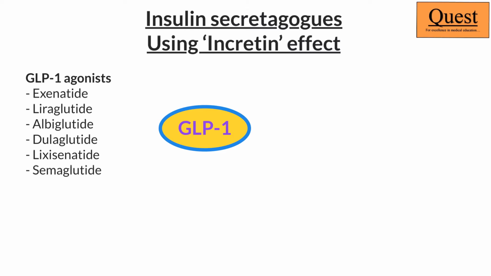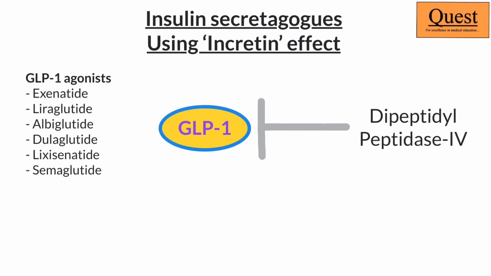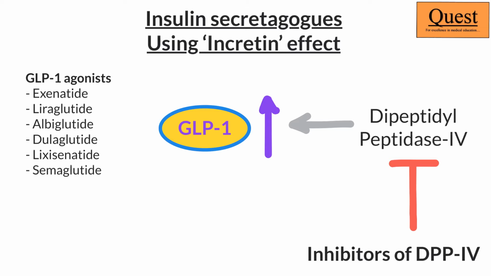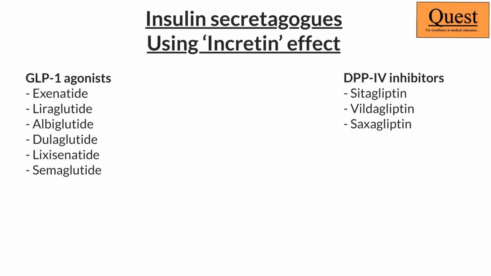We have also realized that GLP-1, which is a normal compound, is broken down by another enzyme known as dipeptidyl peptidase, or DPP, the isotype 4. So it was thought, why not have inhibitors of DPP-4 which could allow our endogenous, our internal GLP-1 to act better. Such DPP-4 inhibitors are sitagliptin, vildagliptin, and saxagliptin.